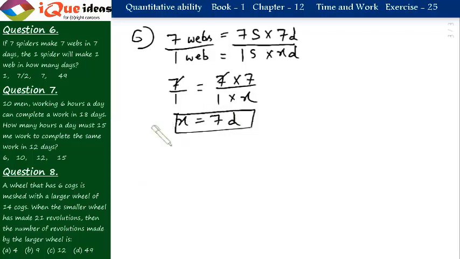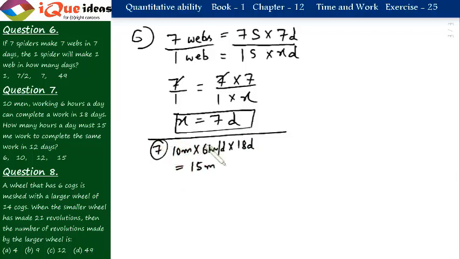Okay? Now let's take the next question, question number 7. It says 10 men working 6 hours per day can complete a work in 18 days. So 10 men into 6 hours per day into 18 days, right, equal to 15 men into X hours per day into 12 days. So from here straight away, we have done so many such questions, so we can straight away say X is equal to 10 into 6 into 18 divided by 15 into 12.